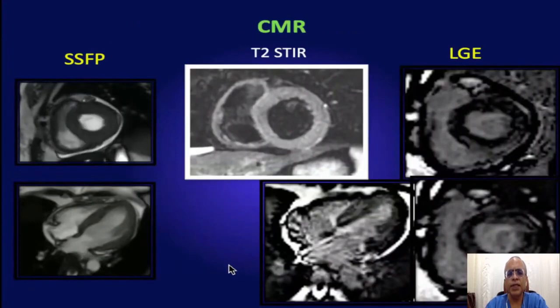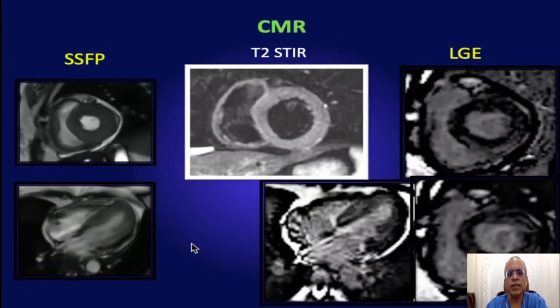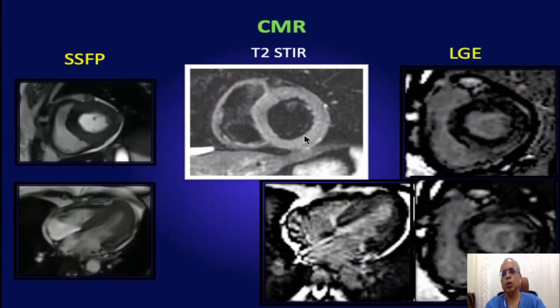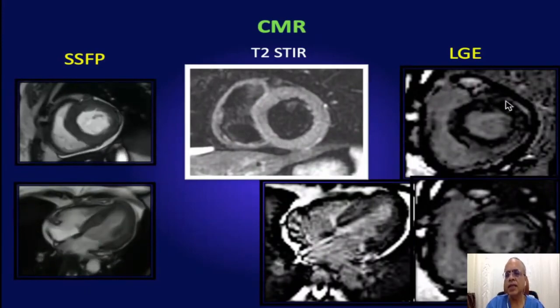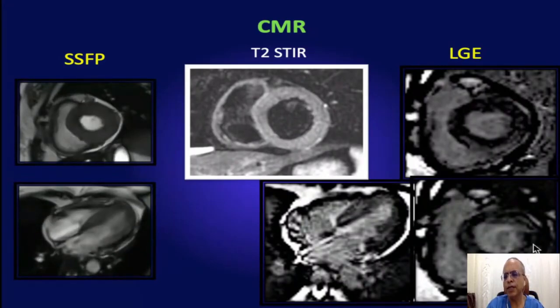So this is our patient, and this is the short axis and the 4-chamber view. This is the T2 weighted image, which shows the myocardial edema. And these are the late gadolinium signals, which show a lot of retention of gadolinium throughout the myocardium.